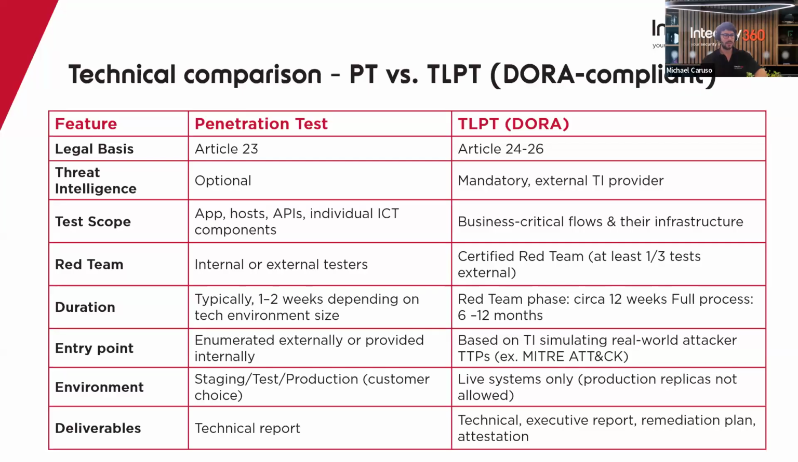There are several articles in DORA, but the ones we are going to focus on are articles 23, 24, 25, and 26. Article 23 explicitly says that every company that needs to comply with DORA needs to do an annual pen test, and not only that, but continue to do the classic activities like a vulnerability scan every quarter or every 6 months, segmentation testing, and fixing all the vulnerabilities.